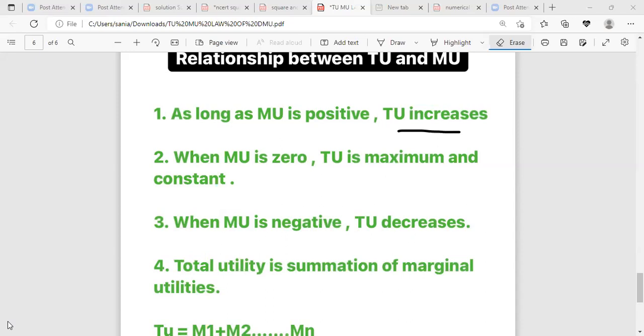Teacher, can you scroll a little bit down? You want me to scroll it down? Yeah.